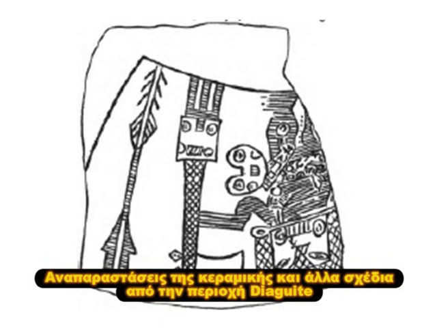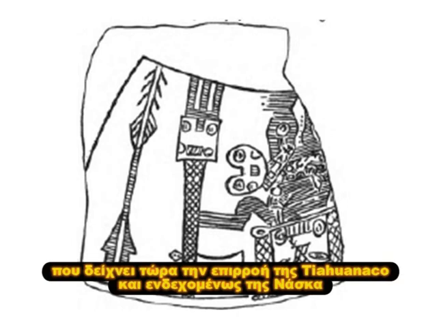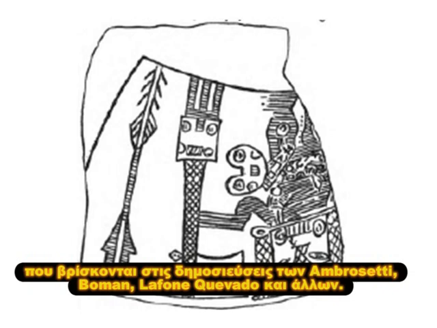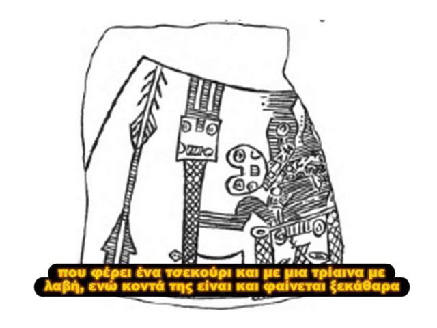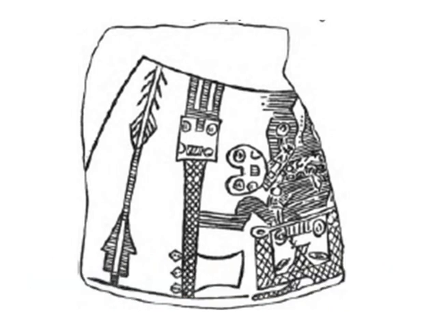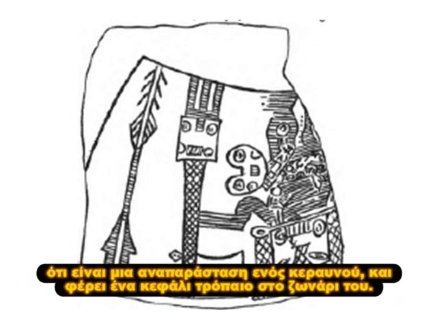Representations of pottery and other designs from the Diaguita region showing the influence of Tiahuanaco and possibly Nazca are to be found in the publications of Ambrosetti, Bowman, Lafone Quevedo, and others. Perhaps the most interesting is the potsherd showing the figure of a deity bearing an axe with a trident handle, while near him is what seems clearly to be a representation of a thunderbolt. A trophy head is at his girdle.